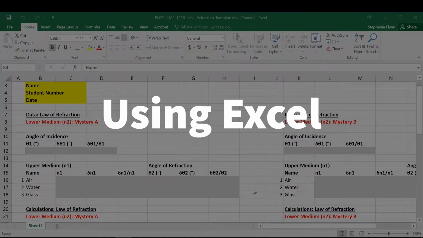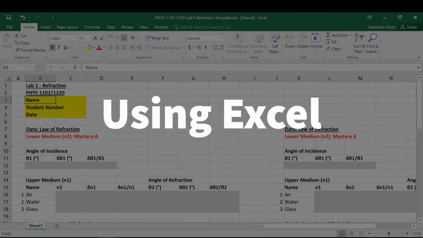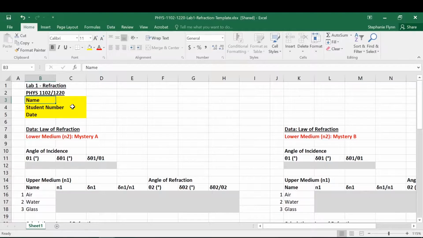So now I'm going to talk about how to appropriately use the Excel template that I've shared on the Moodle course page for lab number 1. When you first download the spreadsheet, you're going to have a lot of empty things that you need to fill in. One of the first things you'll want to do is fill in your name, your student number, and the date. I would also recommend renaming the file to include your name somewhere in the file name so that I know who it belongs to when you submit it.